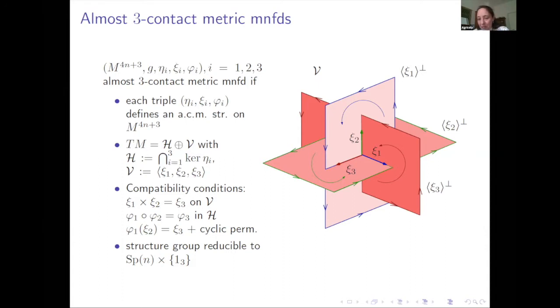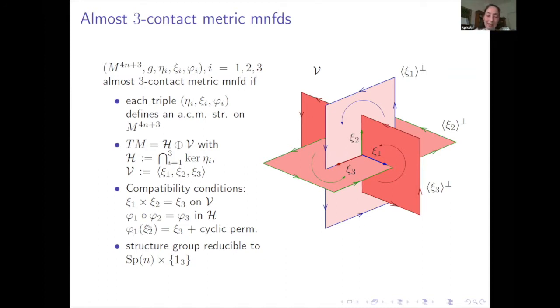The mappings are such that if you look here, there's a horizontal and a vertical space. The horizontal space is just the intersection of the kernels of the etas. And what we see here is actually only the vertical distribution, which is spanned by the three vector fields xi1, 2, 3. And now the compatibility conditions are that the cross product inside the vertical space of xi1 and xi2 is xi3. So xi1 with xi2 goes to xi3. And the concatenation of the endomorphisms phi1, 2, 3 on the horizontal space just satisfy phi1 times phi2 is phi3, etc.